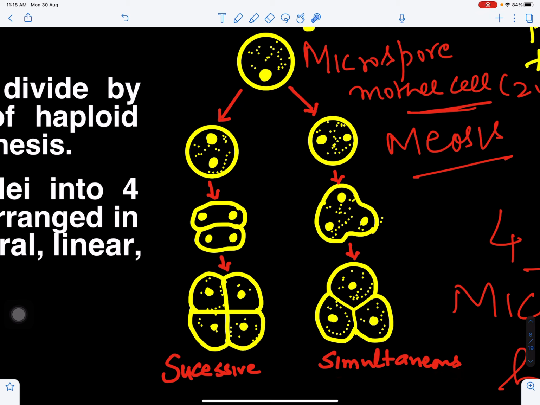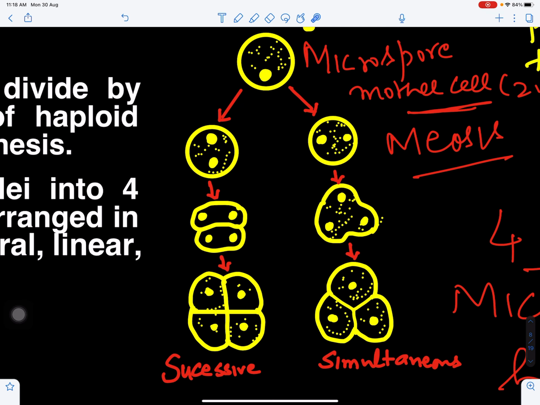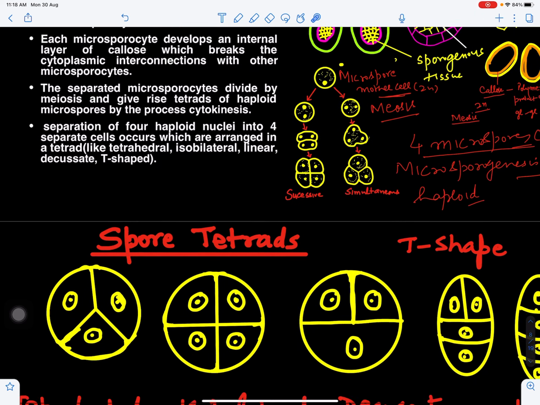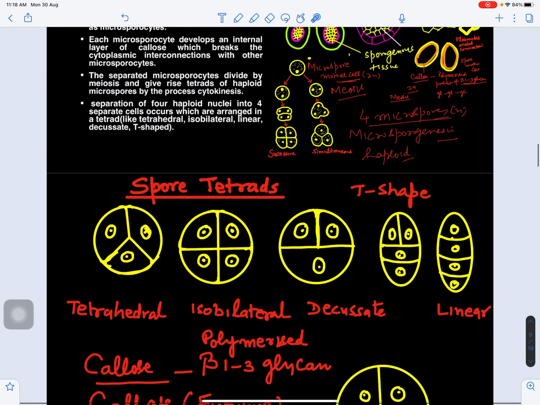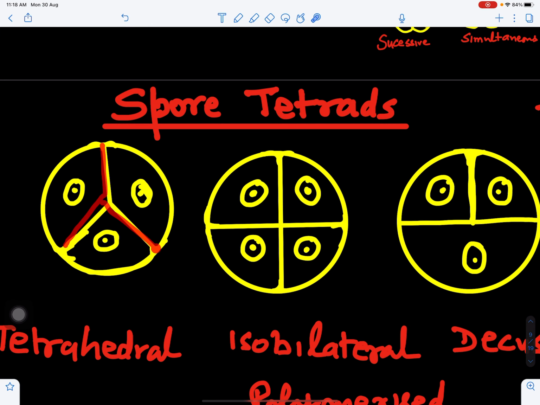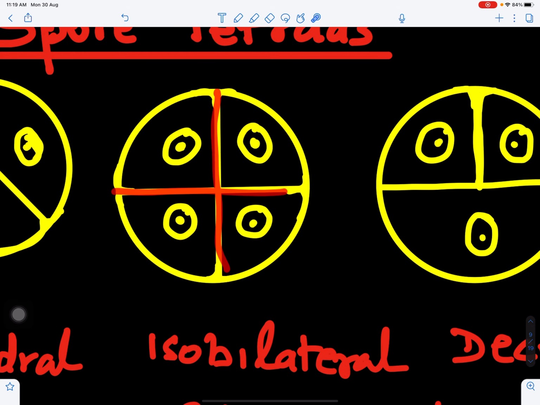And these four microspores which are produced are called tetrads, because they are four in number and they are connected with each other. Later on these four microspores will get separated. Now these microspores, as we discussed, are haploid in genetic constitution, right? So when these spore tetrads are produced, they may have different shapes. When the arrangement is like this, with three visible at the front side and one at the back side, this is called tetrahedral. But when four are visible on the front side only, like this, right?